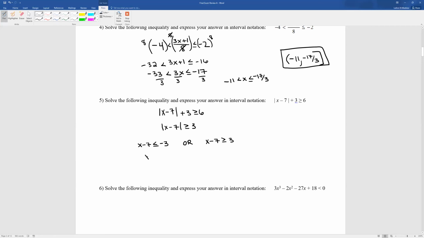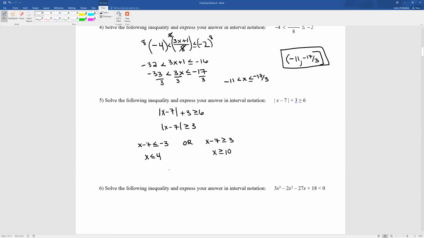So I'm going to add 7 to both sides on this one. So that would be x is less than or equal to positive 4. And then add 7 on both sides here. This is x is greater than or equal to 10. So if you think about x minus 7 having a center point at 7 on the number line, and you go 3 in either direction, that would be 4 and 10, and then we're shading further away from our center. So that has that absolute value or distance being greater than or equal to 3.